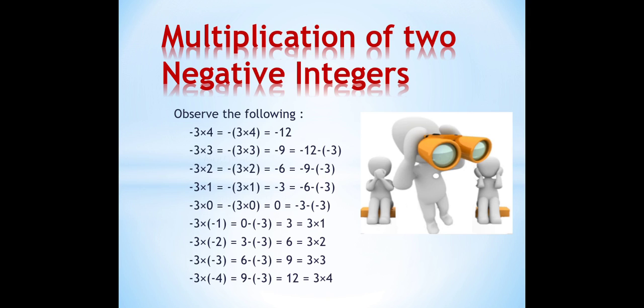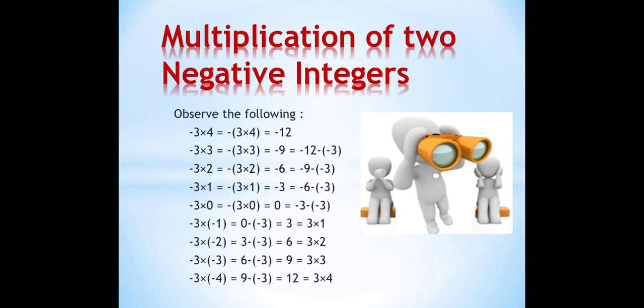Similarly, minus 3 into 3 equal to minus 9, which is equal to minus 12, the result of the previous statement, plus 3. Similarly, minus 3 into 2 equal to minus 6, which is again minus 9, the result of the previous statement, plus 3. Similarly, minus 3 into 1 is equal to minus 3, which is equal to minus 6, the result of the previous statement, plus 3. And again the same, minus 3 into 0 is equal to 0, which is again equal to minus 3, the result of the previous statement, plus 3.